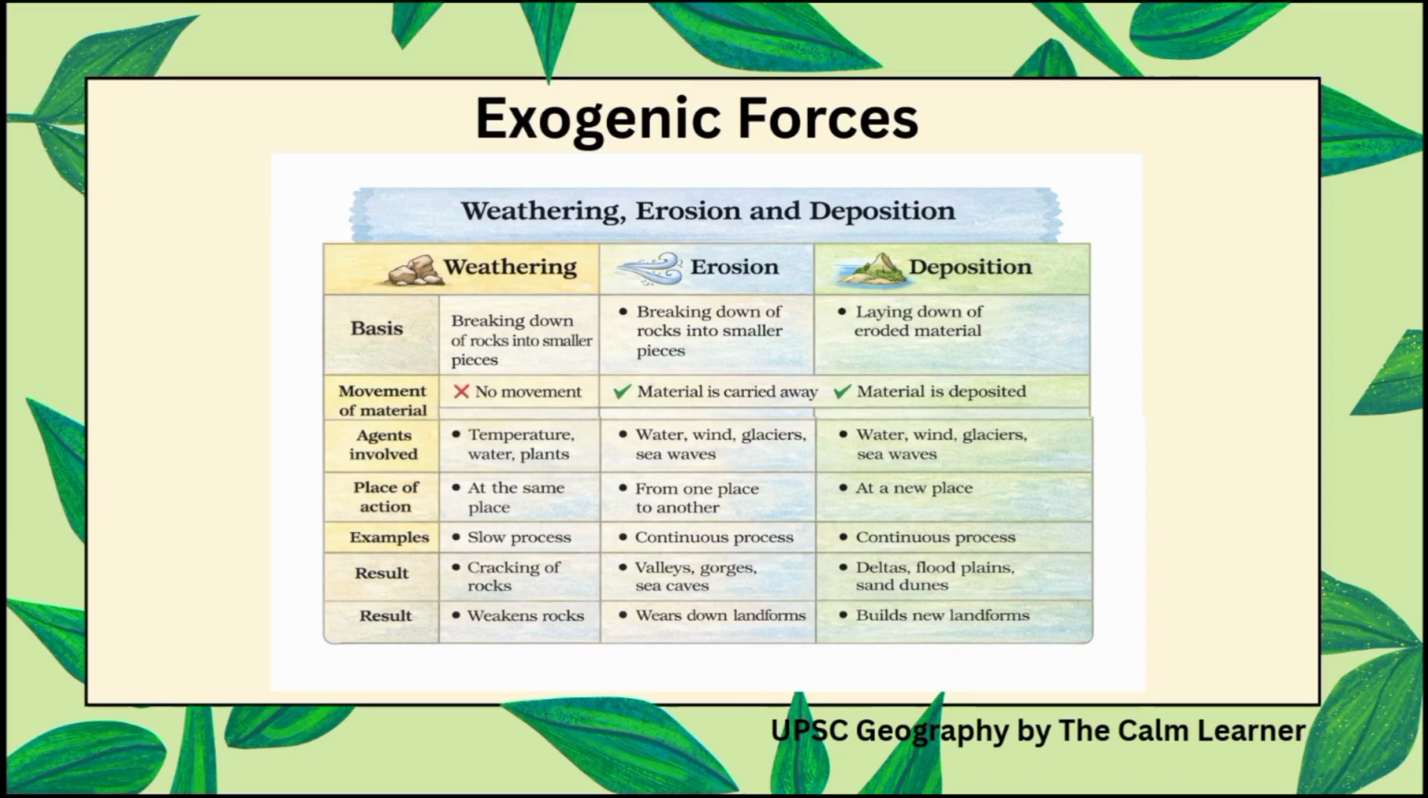Next exogenic force is erosion. Erosion is the process in which weathered material is carried away from one place to another. This is done by agents such as rivers, wind, glaciers, and sea waves.